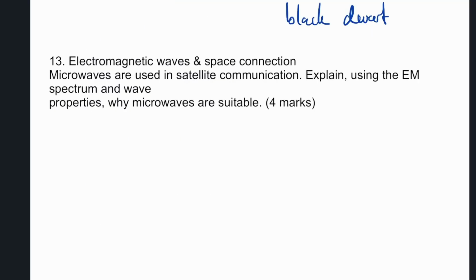Question 13 then, I've just dragged it down here. Microwaves are used in satellite communication. Explain using the EM spectrum and wave properties why microwaves are suitable.